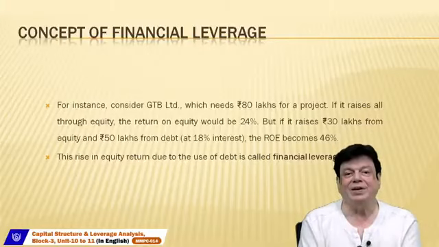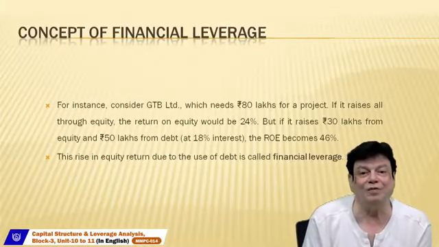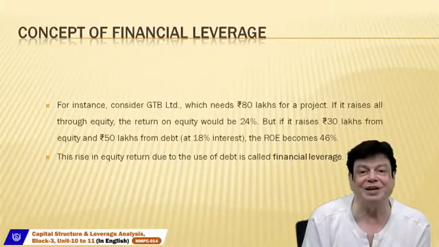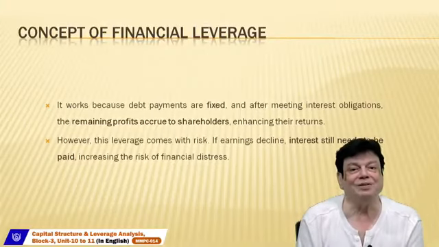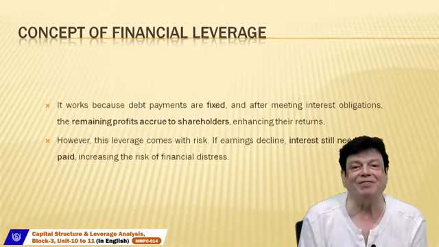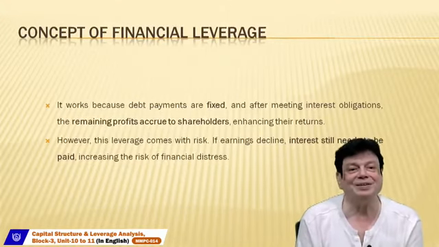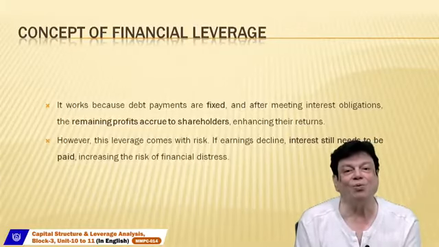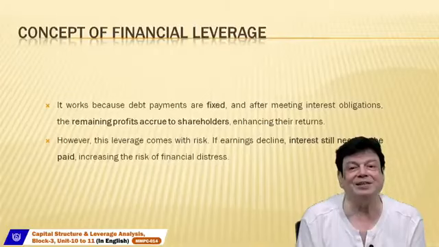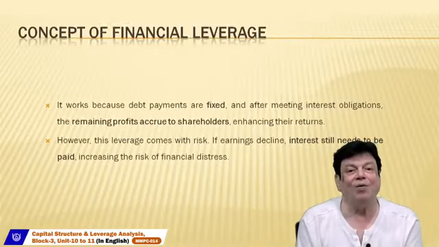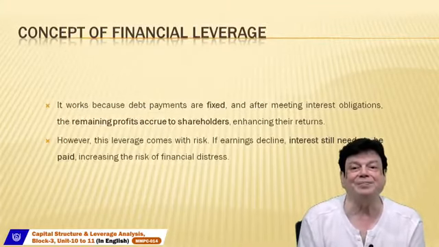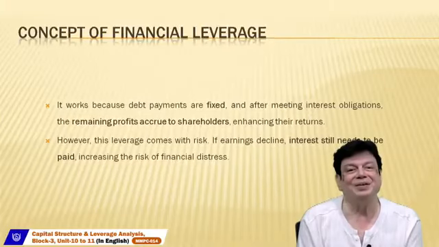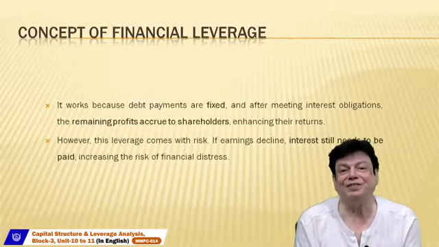The rise in equity return due to the use of debt is called financial leverage. It works because debt payments are fixed, and after meeting interest obligations, the remaining profits accrue to shareholders, enhancing their returns. However, this leverage comes with risk. If earnings decline, interest still needs to be serviced, which increases the risk of financial distress.